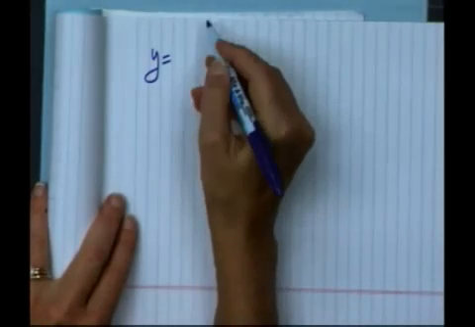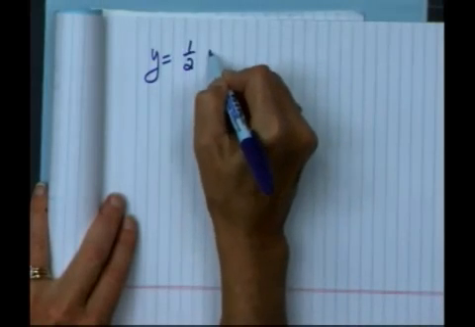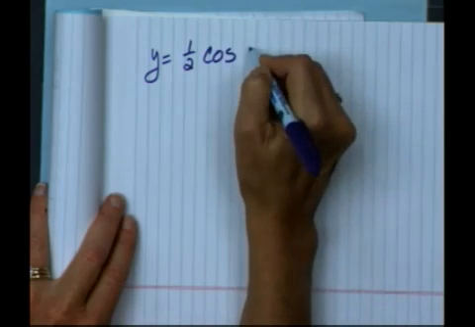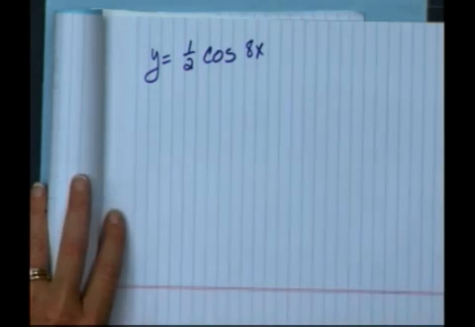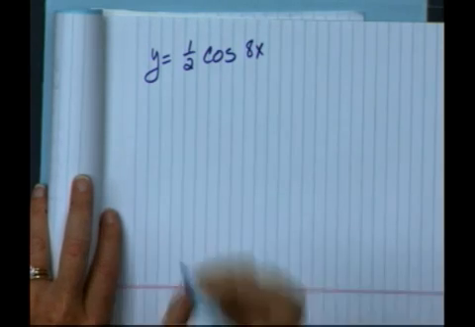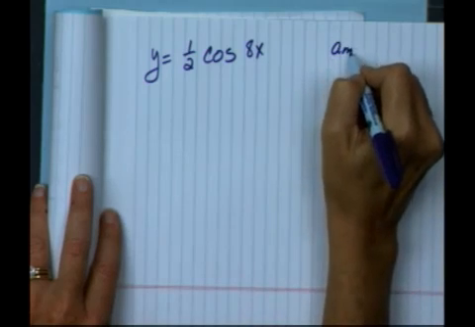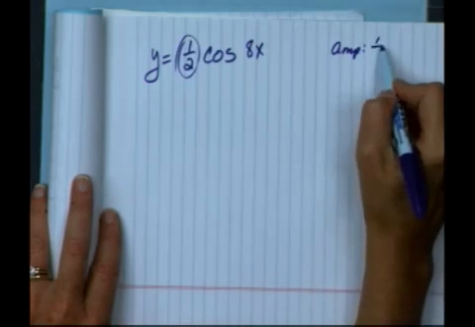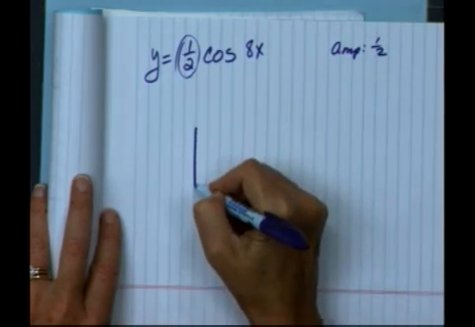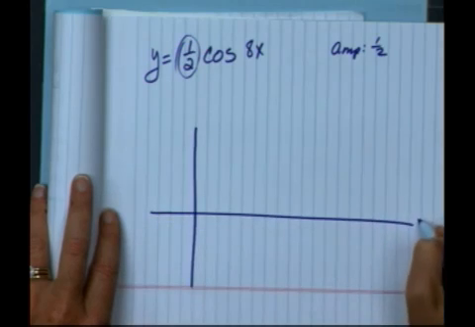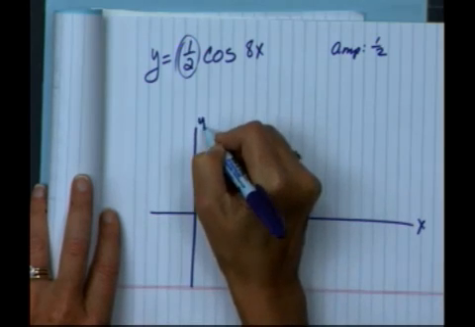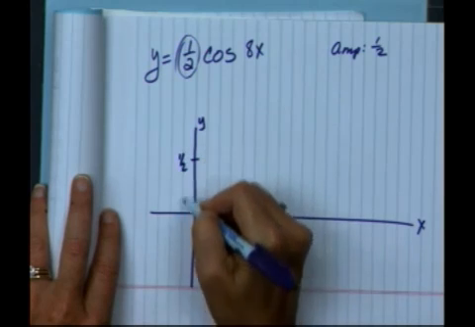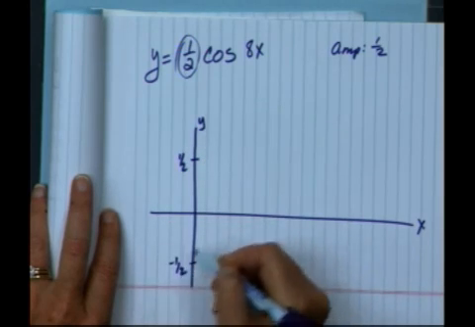All right, let's sketch y equals 1/2 cosine 8x. Okay, let's graph y equals 1/2 cosine 8x. What's my amplitude? Just read it right here. 1/2. So along the y-axis, we're going to plot 1/2 and -1/2.